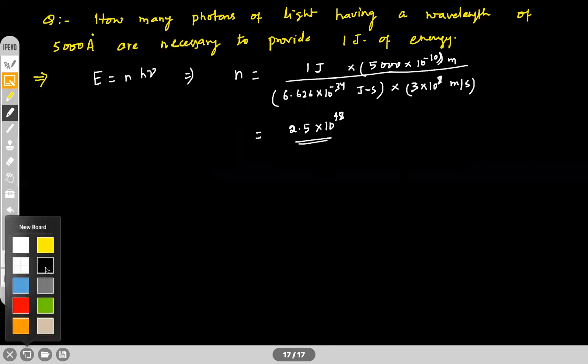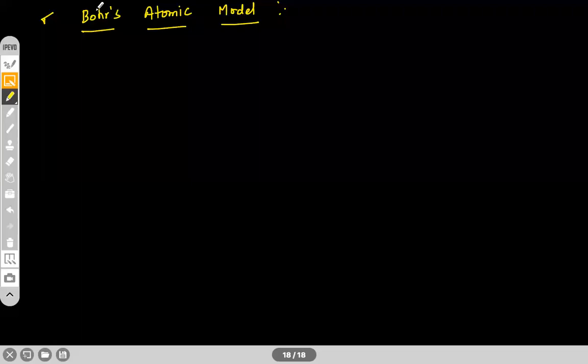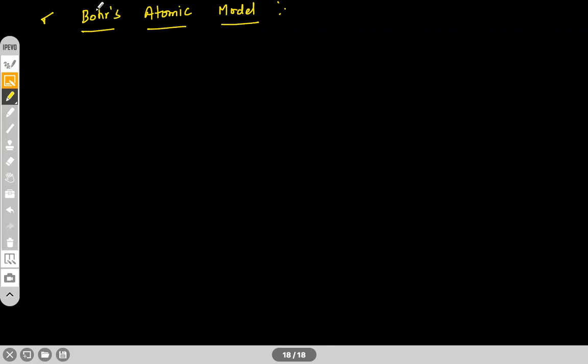Okay. Now you see another model, that is Bohr's atomic model. First of all, this is the most important, most appreciated and accepted model we have till date. It's not like it is absolute. There are a few constraints we have over here. So like I said, Bohr's atomic model is the most appreciated, accepted, and important atomic model we have.